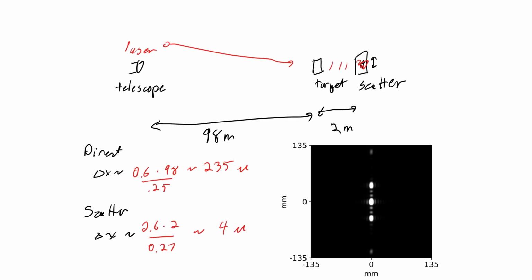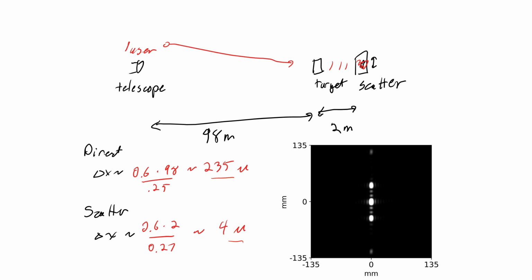Now, for this particular case, the resolution on direct view is from the aperture of the telescope, and the range is around 235 microns. The resolution that you would expect from the range to the scatter would be 4 microns, which is better than the 14 microns that was actually achieved, but still the 14 microns is much less than the resolution you get from the direct view.